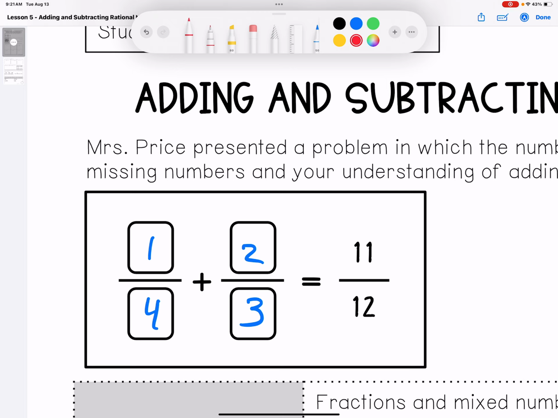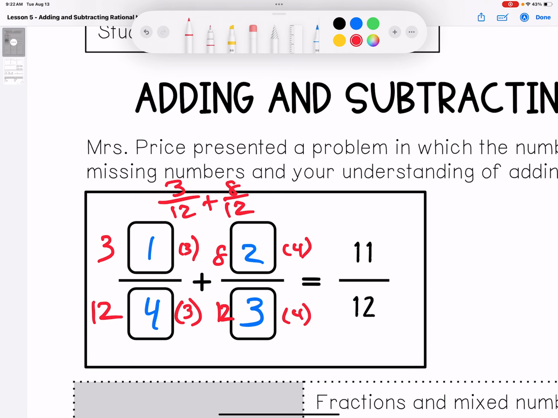Okay. All right, so how do we get it? What number can we get them equal to add them up? Well, 12 looks like a common one. So multiply both of these by 3 and both of these by 4. You're going to end up with 3/12 and 8/12. So your new one becomes 3/12 plus 8/12. Add those up. Now the bottom is the same, so you can add them up. So it just becomes 11/12, which is what they told us the answer was.